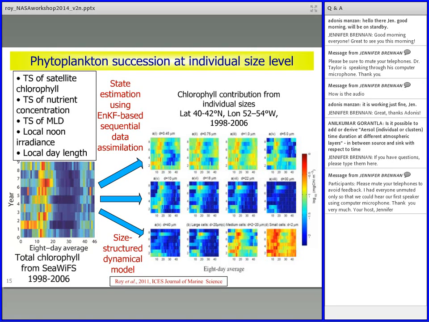Is it part of the Marine Ecosystem Model Intercomparison Project? Not really. This is basically done by a group from Hokkaido University in Japan, and also with input from the bio-optical model developers. That includes the Plymouth Marine Laboratory and a few other institutes.